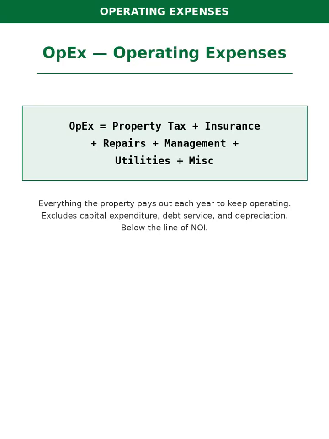Operating expenses, or OPEX. The total of property tax, insurance, repairs, management fees, utilities, and miscellaneous costs. Everything the property pays out each year to keep operating. Critically, OPEX excludes capital expenditure, debt service, and depreciation. Those are below the line. OPEX sits inside the calculation of NOI.